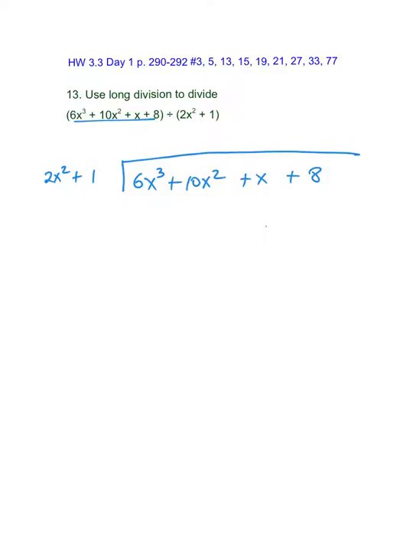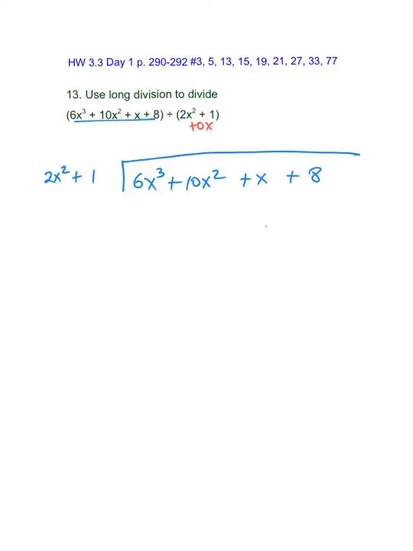You'll notice that we are missing the linear term in the divisor. And some people like to put the plus 0x. I don't. I'm just careful that when I multiply out terms from the quotient by the divisor, I put those terms in the appropriate column. And I'll show you that as we go.